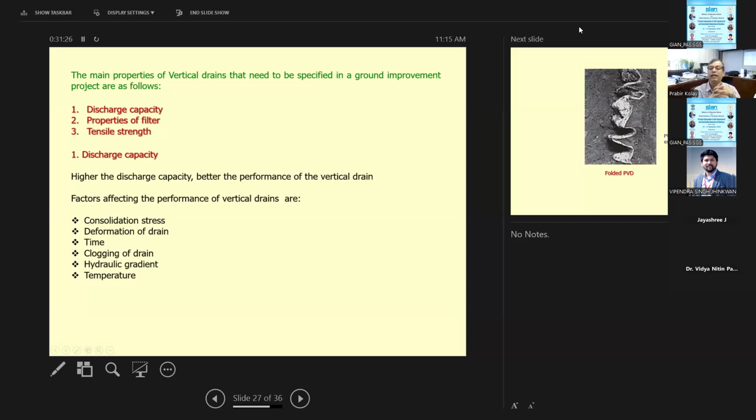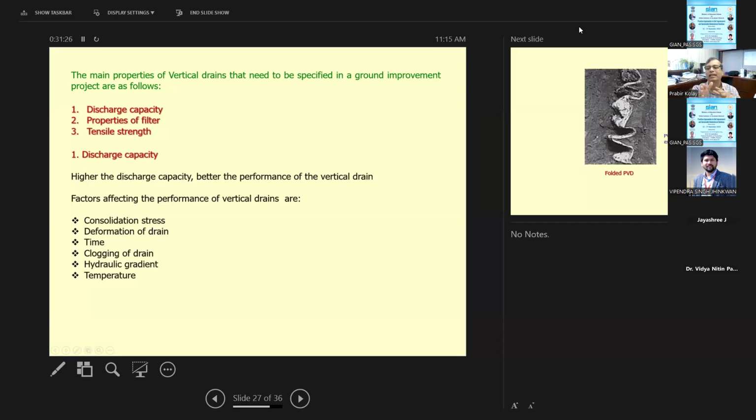The folded PVD: the purpose is that it should be vertical, but during installation it somehow got distorted like this because of the excessive compression of this load. And then you need to check the properties of the filter. When you talk about the filter, we need to know that it is a geosynthetic material, right? I hope everyone knows there are two different types of geosynthetic material. We will talk more about that.